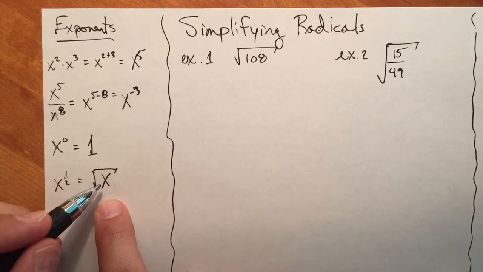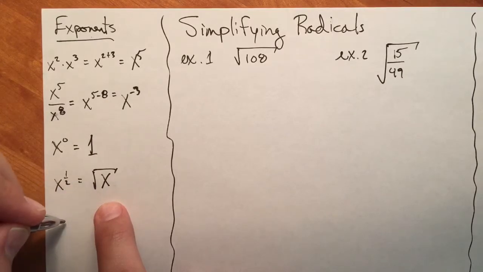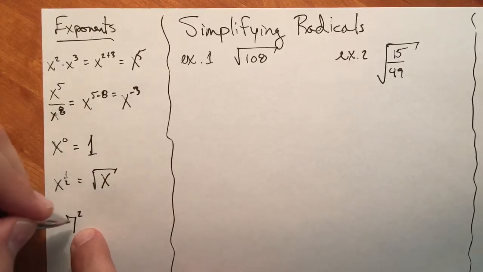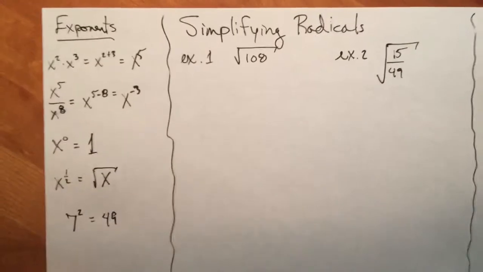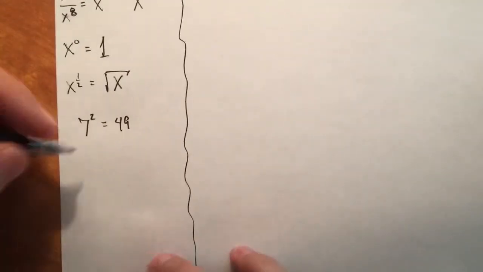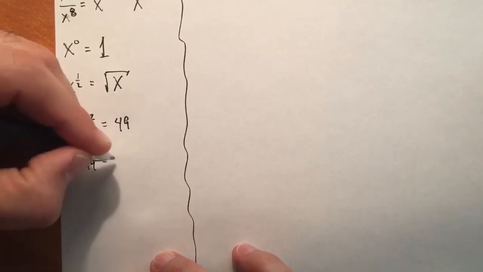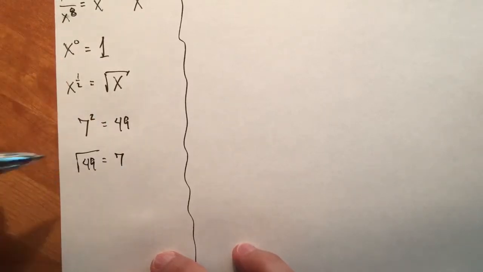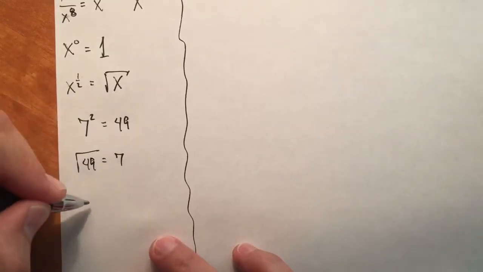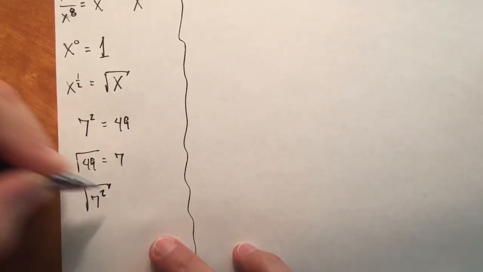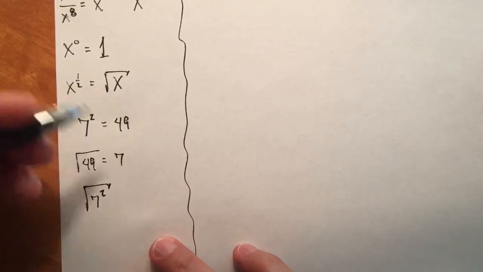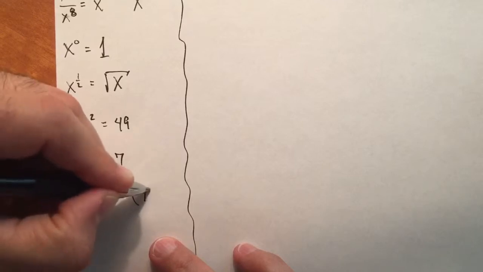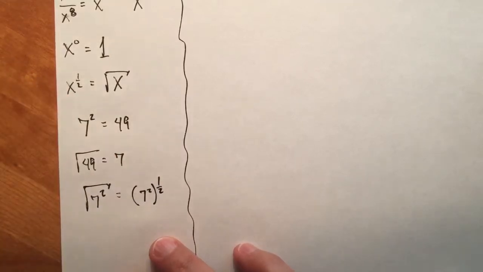You and I know that, say we wanted to take 7 squared. If we wanted to, 7 squared equals 49. And if we take the square root of 49, we know that that equals 7, because 7 times 7 equals 49. Now, if I take 7 squared and take the square root of that, well, I'm telling you that this really equals 7 squared to the 1/2 power.